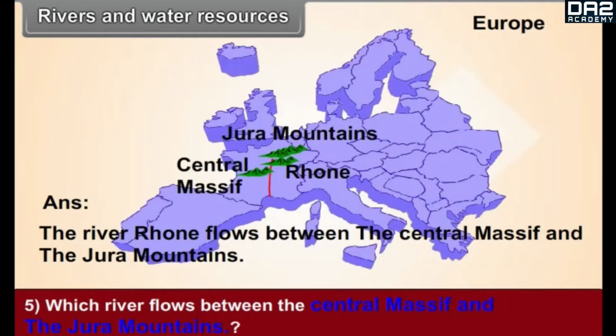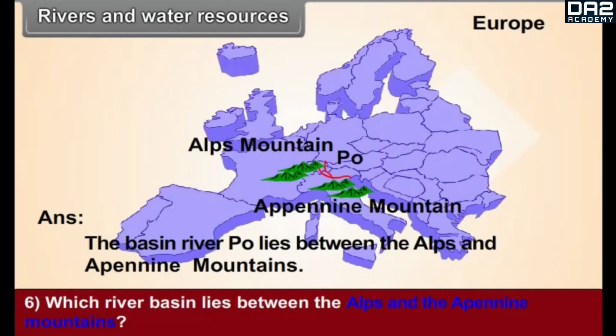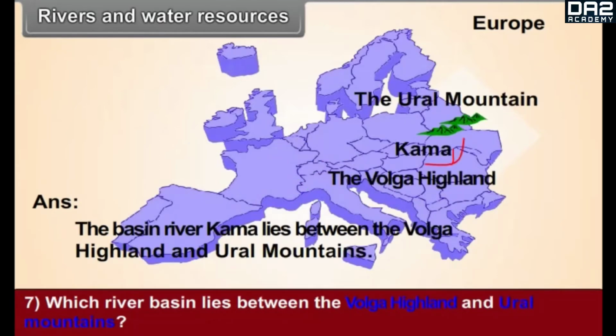Number 8. Canals are used for water transport in Europe. Name any 4 of them. Number 9. In the northern part of Europe, a large number of lakes are formed by the work of glaciers. Name any 3 of them.